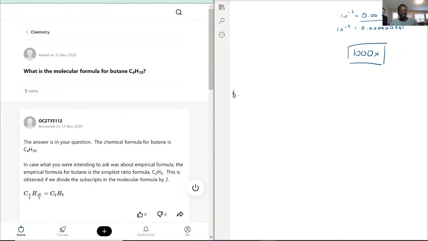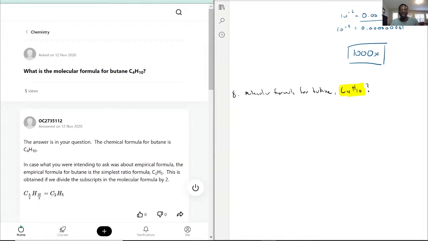For this question we have: what is the molecular formula for butane? Okay. For butane, C4H10. So funny enough, as the answer also states, the answer is actually given to you right here. This is the molecular formula for butane. Now, to be able to get there, that's the part you have to understand.